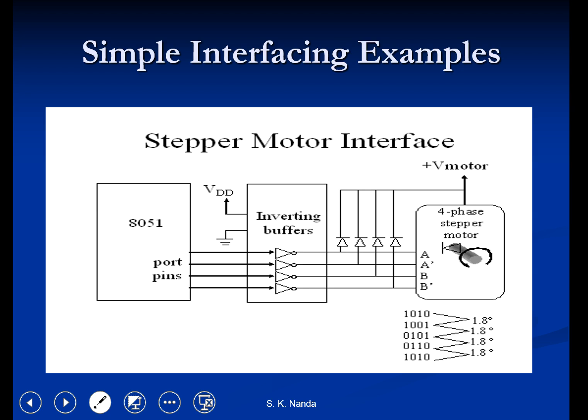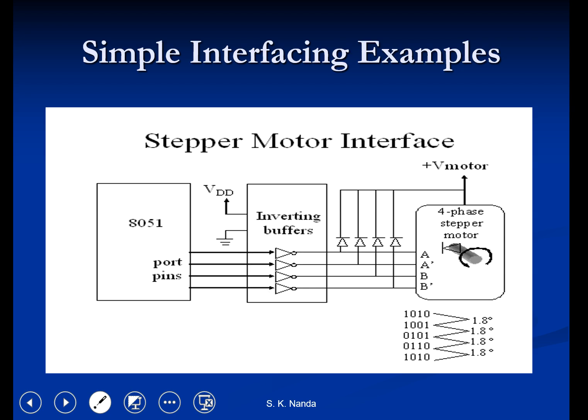8051 is low power, high performance CMOS 8-bit microcontroller. It has 32 programmable I/O lines, input output lines. It has 4 kilobytes of flash programmable and erasable memory. An external crystal oscillator is connected to pin number 18 and 19 of the microcontroller. The motor is connected to port 2 of microcontroller through a driver IC.